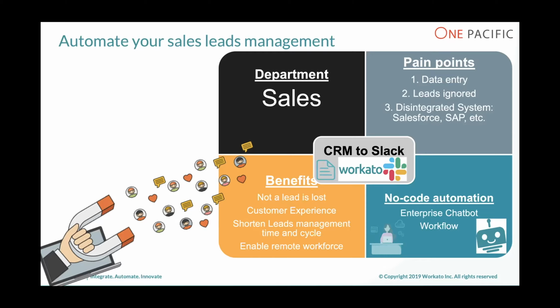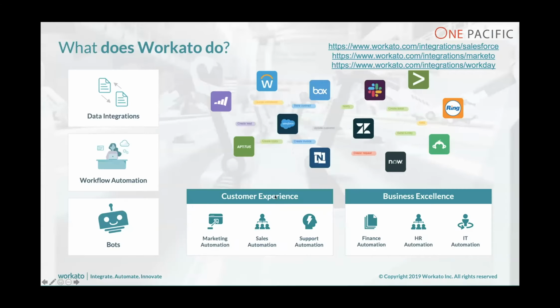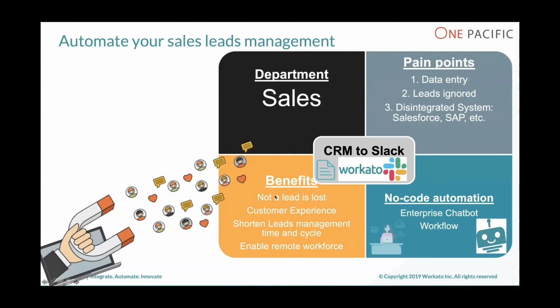What are we trying to achieve with this automation? No lead is lost. Leads are acted upon a lot faster. My customer gets a better experience because they get responded to faster. And then I have a shortened lead management and cycle time. And obviously, all of this can be enabled for a remote workforce. It's all cloud-based. The technology, everything we've looked at is all cloud-based. So there's no reason for anybody to be in the office if they don't need to be.